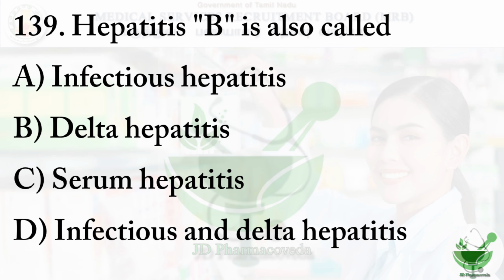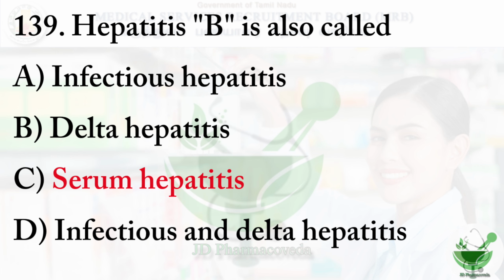Then question number 139. Hepatitis B is also called option A infectious hepatitis, option B delta hepatitis, option C serum hepatitis, and option D infectious and delta hepatitis. So the right option is option C serum hepatitis.